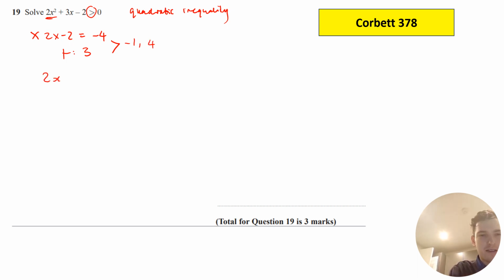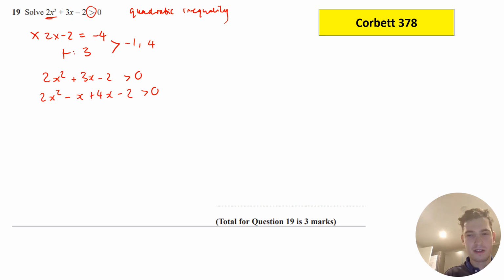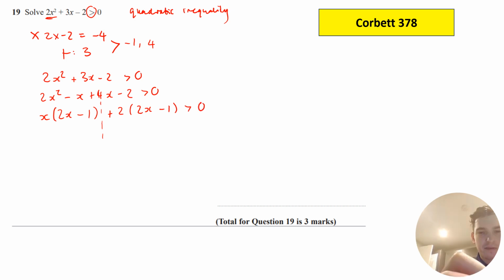So I'm going to rewrite this as 2x squared minus 1x plus 4x minus 2. We've seen this a couple of times in this exam series. And now factorize. So x, open brackets, 2x minus 1, plus 2, 2x minus 1. It's bigger than 0.